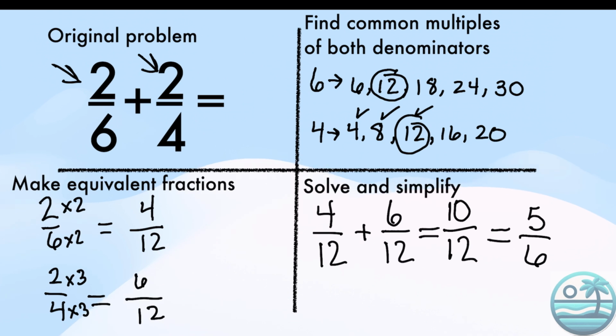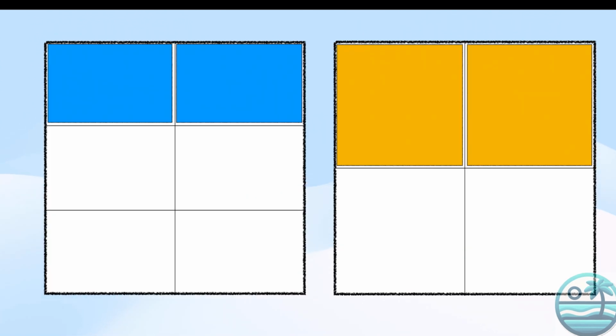sixths. It can be very useful to visualize this, so here we have our original shapes. We can see the 2 sixths in blue and the 2 fourths in yellow.